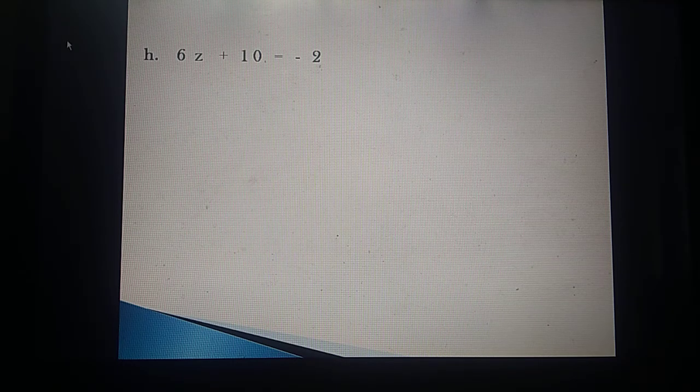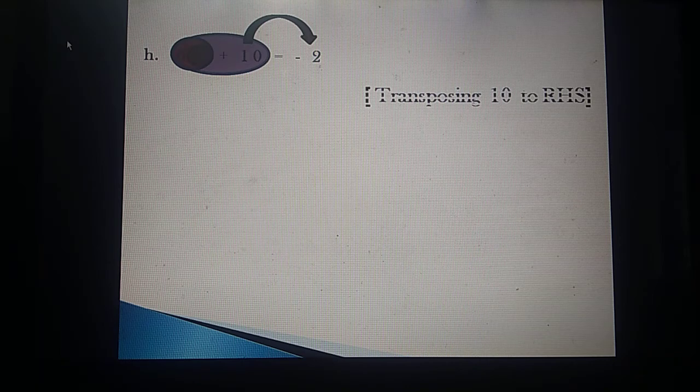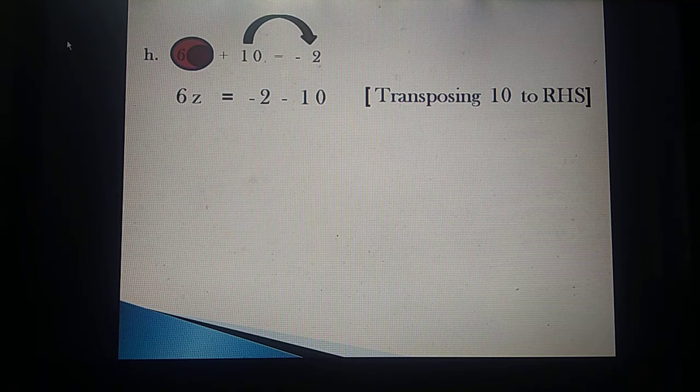Next, 6z plus 10 equals to minus 2. Again highlight variable, then the part, and outermost you are supposed to shift. Here outermost is 10, 6z will come as it is, equals to minus 2. Again minus 10 will come, change in the sign. Now we are left with 6z. Same sign, add them, answer will have the same sign. We will get minus 12.